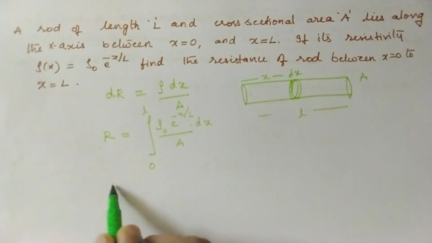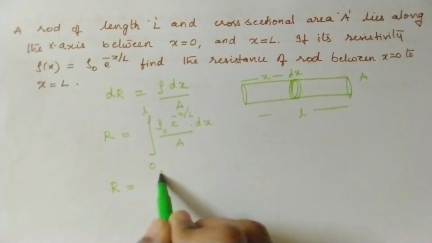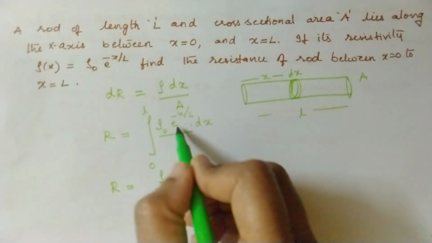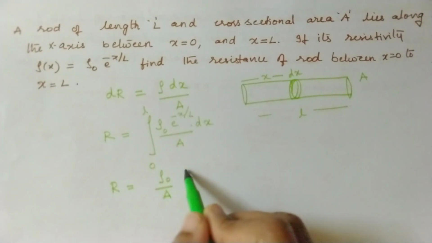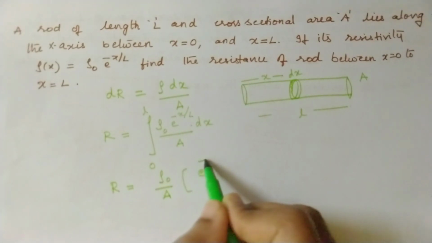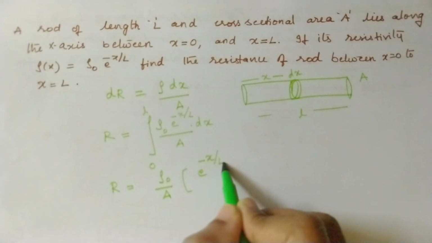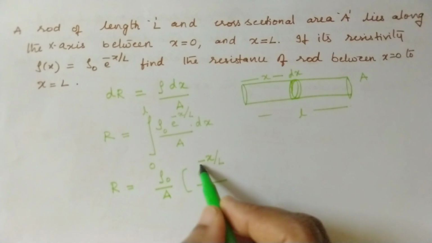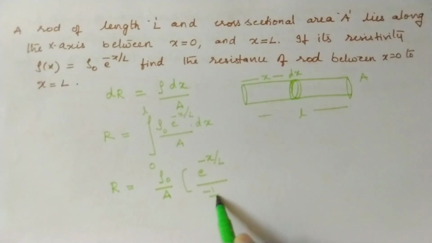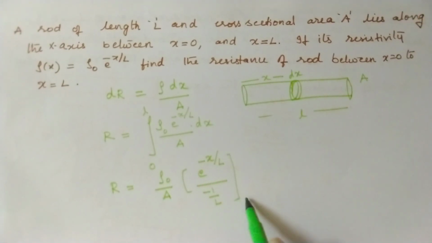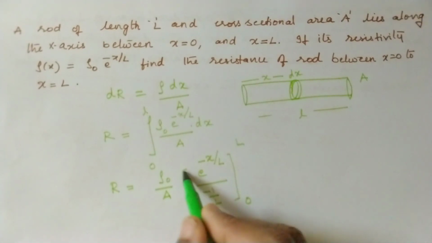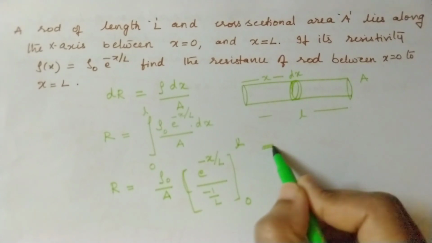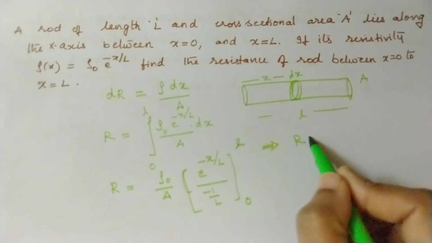So solve the integral. R is equal to rho naught by A, both constant, integral of e to the power minus x by L, which is e to the power minus x by L, don't stop here, divided by the differential of the exponent. The differential of minus x by L is minus 1 by L. The limits are 0 to L. Now what should your resistance be?